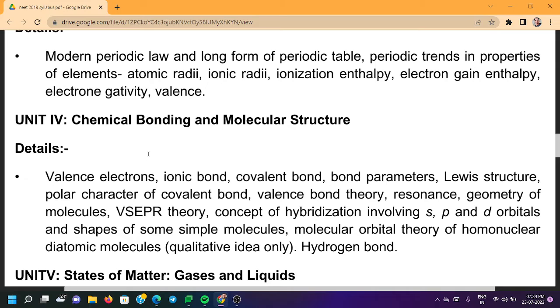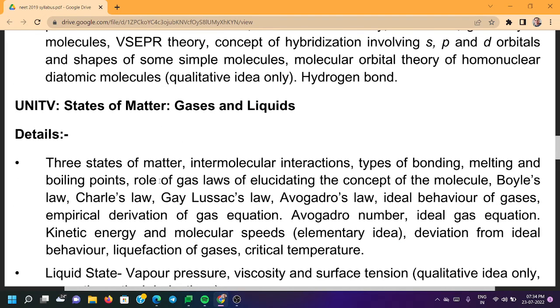Class 11 Chemistry, Unit 4: Chemical Bonding and Molecular Structure. Valence electrons, ionic bond, covalent bond, bond parameters, Lewis structure, polar character of covalent bond, valence bond theory, resonance, geometry of molecules, VSEPR theory, concept of hybridization involving s, p and d orbitals and shapes of some simple molecules, molecular orbital theory of homonuclear diatomic molecules (qualitative idea only), hydrogen bond. Class 11 Chemistry, Unit 5: States of Matter, Gases and Liquids.